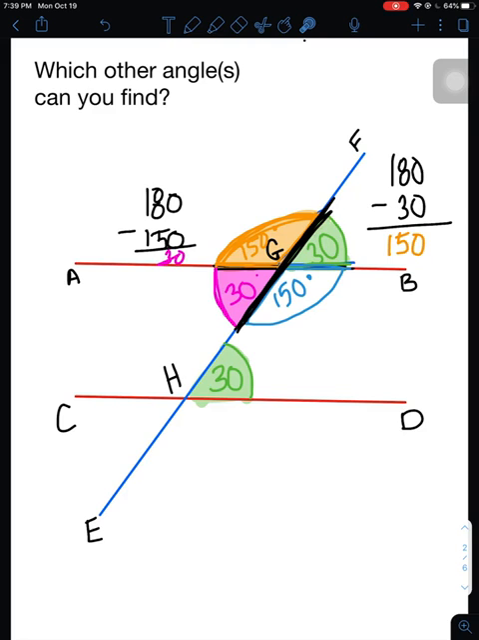So there we have, we found all of these angles just using this one angle, and using the fact that we have supplementary angles and we have vertical angles. So there's different ways to double check your work. But now we have all of these.